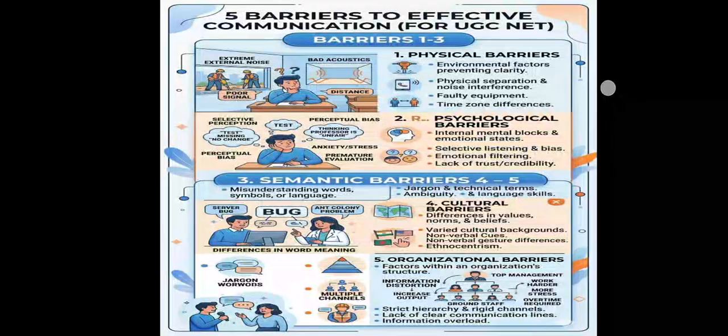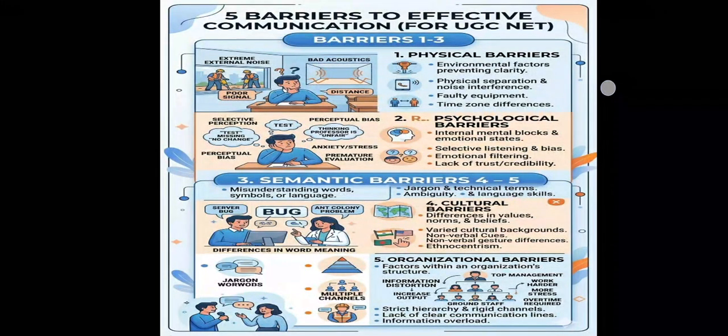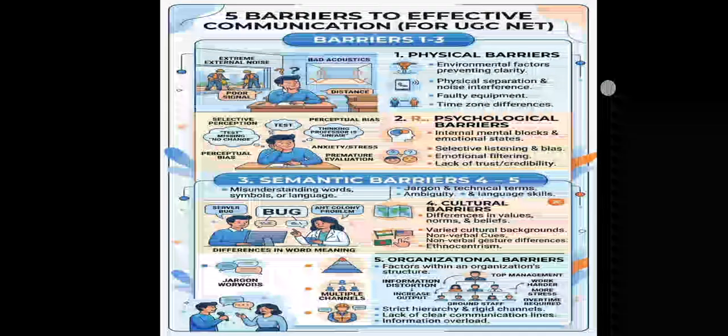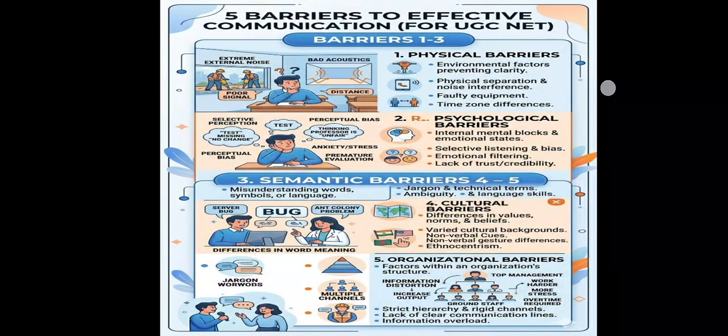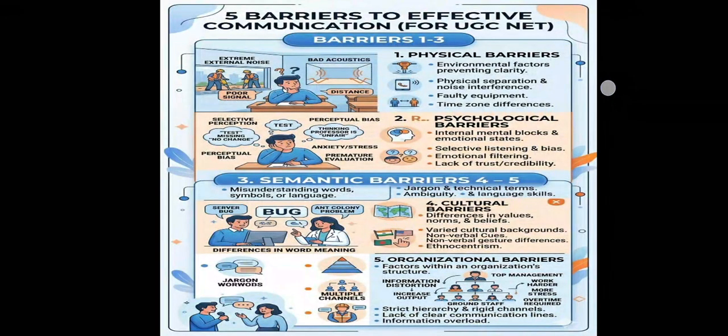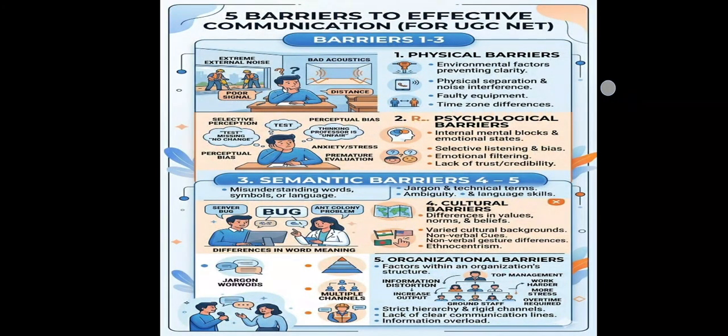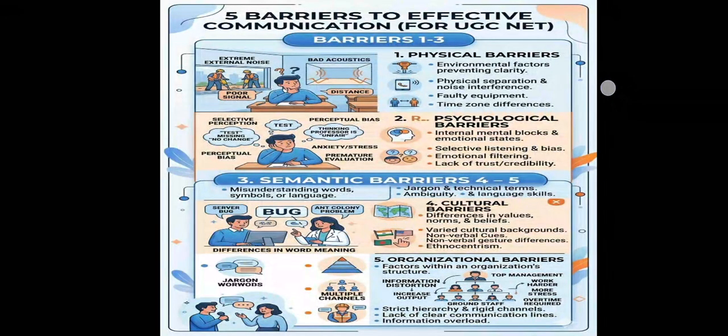Next, we have ethnocentrism. This is a crucial keyword for the UGC NET exam. Ethnocentrism is the belief that one's own culture is superior to all others, and evaluating other cultures solely based on your own standards. When a communicator is ethnocentric, they judge different cultural communication styles as wrong rather than as simply different, leading to severe miscommunication and bias. When you look at the graphic, you see different flags representing varied cultural backgrounds. Always remember, culture shapes how we communicate, both verbally and non-verbally.